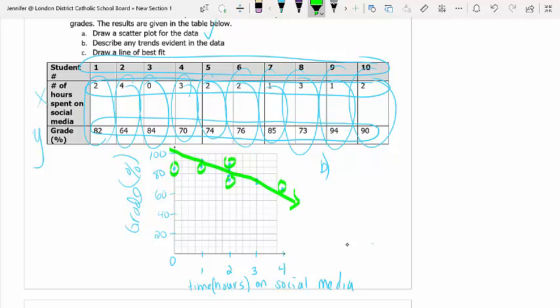They're not all perfectly tight together. So I would say weak, negative correlation. Okay, now let's draw in the line of best fit.